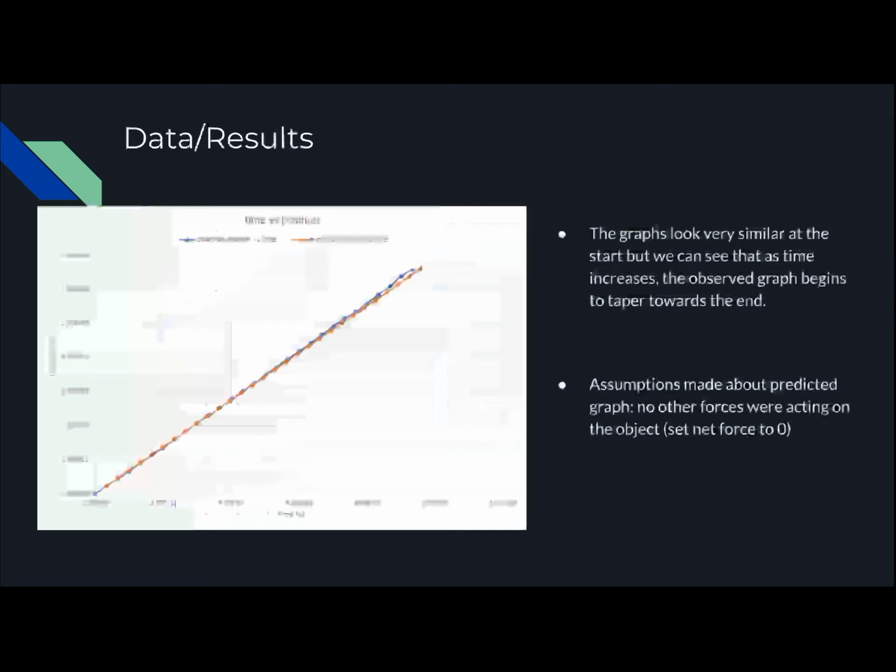After combining the data into one graph, I found that the graphs of the observed and the predicted looked very similar, but slightly tapered to the left for the observed position versus time graph. The assumption made about the predicted graph was that no other forces were acting on the object, and this allows it to maintain a constant velocity, which isn't consistent with the observed position versus time graph, just because there were other forces such as friction as the ball slid across the floor along with gravity.